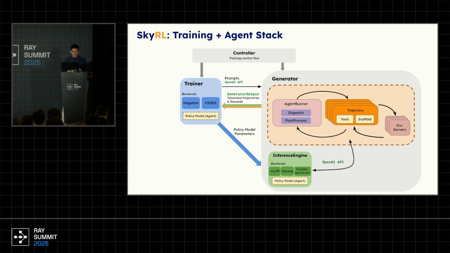Okay, so if I put this back into the original training stack we looked at, it actually fits in a very simple way. Part of the reason is that we standardize around the OpenAI API. So as usual, the trainer would send over prompts to the generator, again in the OpenAI messages format, and then the generator, the agent runner, would handle the overall trajectory generation. And during generation, we talk with the inference engine, again, in the OpenAI API format.